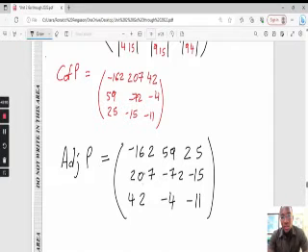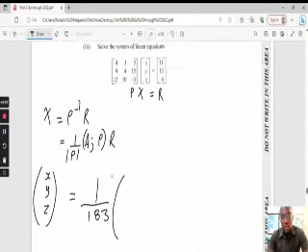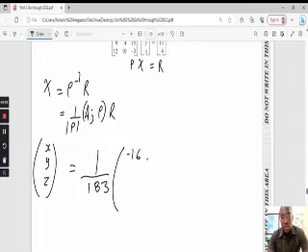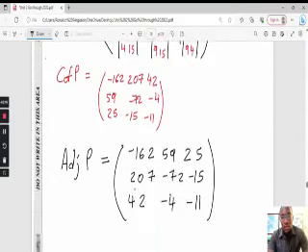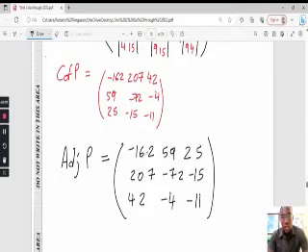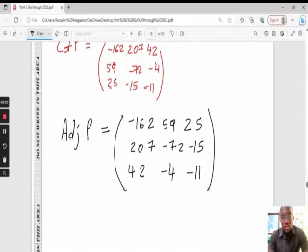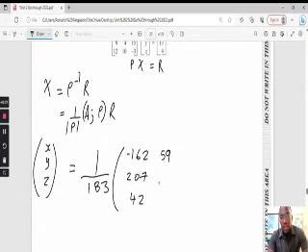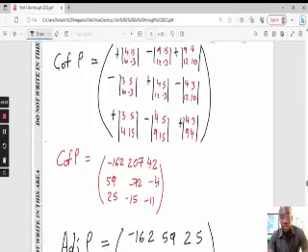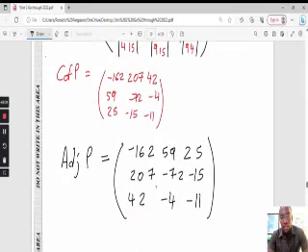Negative 162, 207, 42. And then the next row, then 59, negative 72, negative 4.